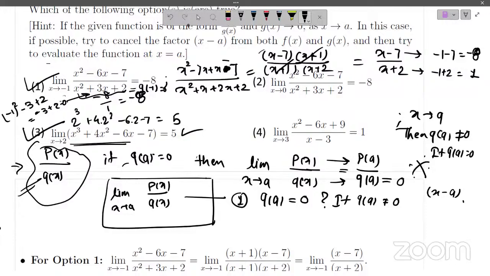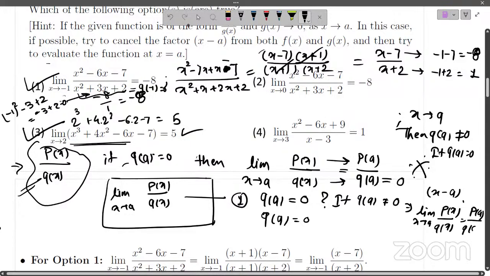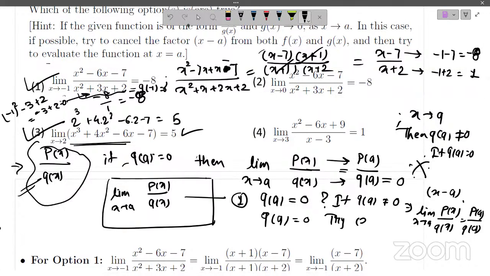If q(a) is not equal to 0, your limit will simply be p(a) by q(a). Now, if q(a) is equal to 0, then you should try to factor out x minus a from both the numerator as well as the denominator. That means you should get something r(x) in place of q(x) in such a way that r(a) is not equal to 0. And if you are not able to find that, that means the limit won't exist.